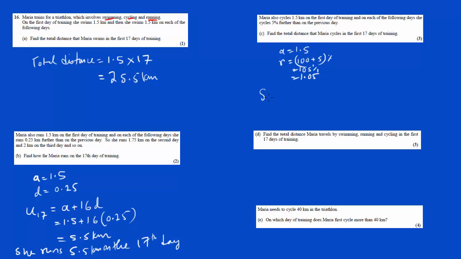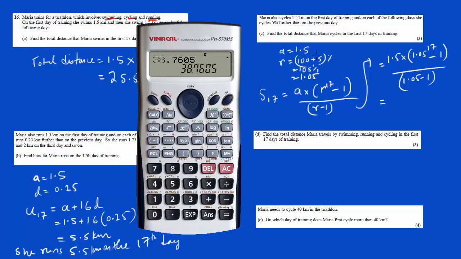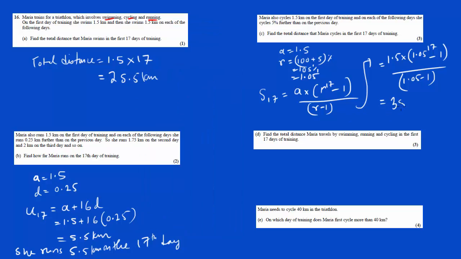That means S17, which is a times, because this is divergent, r to the power 17 minus 1 divided by r minus 1. So let's put in the values. So this is going to be 1.5 times 1.05 to the power 17 minus 1 over 1.05 minus 1. If we calculate this, it is 38.76 kilometers. So let me write it as 38.8 kilometers.